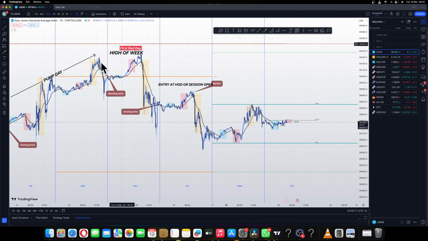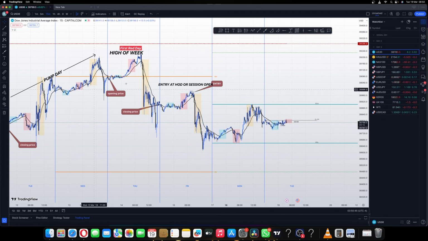So this is the high of the week of this week. And then price must close below the opening price. So price opened right here, traded upwards, came down and closed below the opening price, giving us a first rate day. Alright, days of pump, high of the week, close below the opening price.